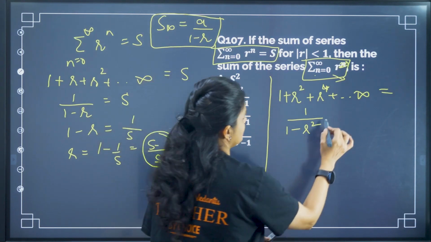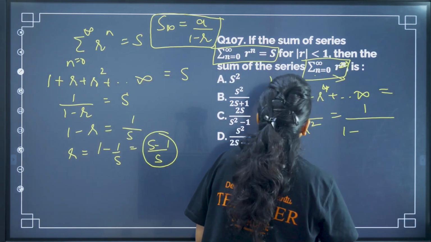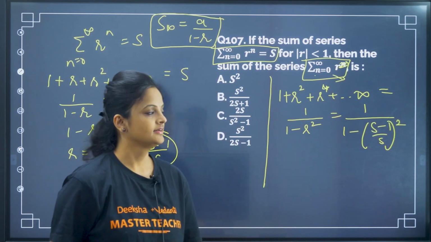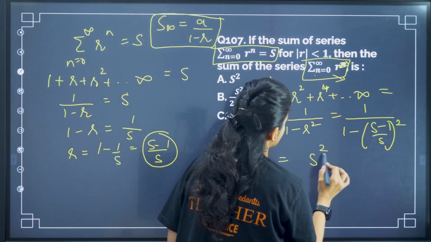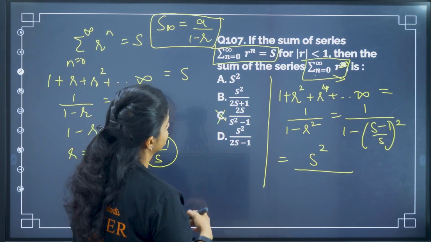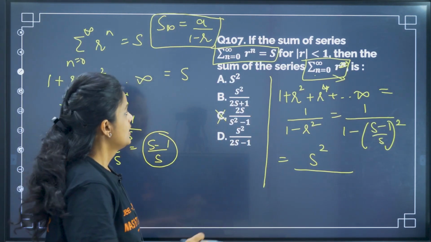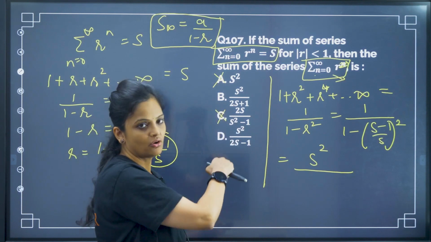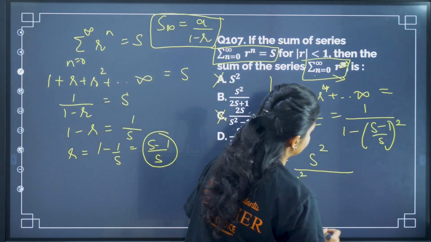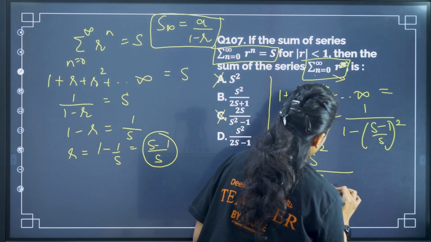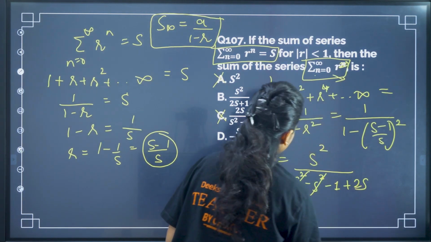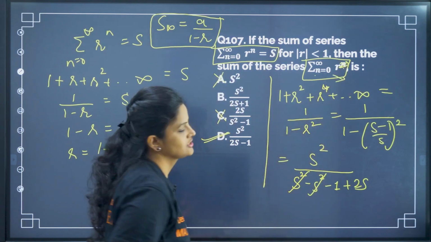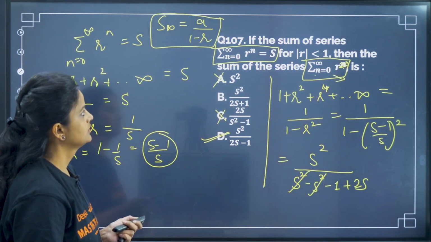Now let's find out what is the value of this. 1 minus r we have here. Square of that you have to take. Then S square will go to the numerator. Do we have S square in all? No. Option C is gone. And option A also you can rule out because I have the denominator as well. It has to be one of B or D. So let's see that. S square minus S square minus 1 plus 2S. Okay, 2S minus 1 is the answer for this. So just check the question once. It has to be 2N in the power, otherwise you won't get it.